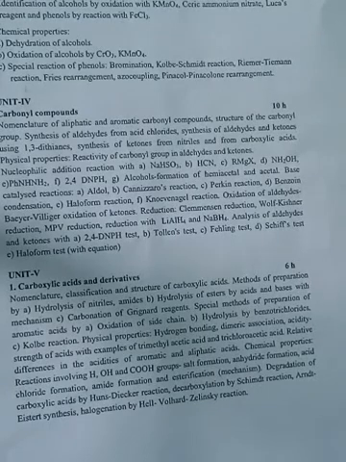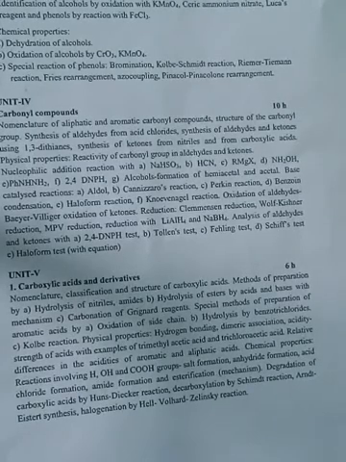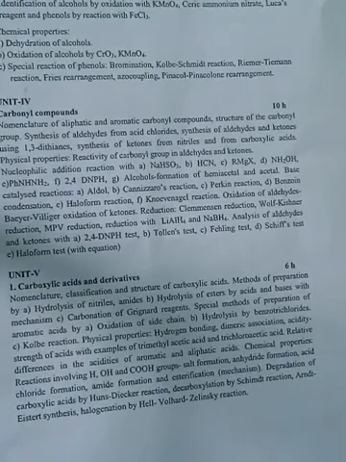The carboxylic acids are generally classified into 3 types depending upon the number of COOH groups. If the carboxylic acid contains only one COOH group, then it is called a monocarboxylic acid. If it contains 2 COOH groups, then it is called a dicarboxylic acid. And if it contains 3 COOH groups, then it is called a tricarboxylic acid. This classification and structure of the carboxylic acids will be discussed in this chapter.